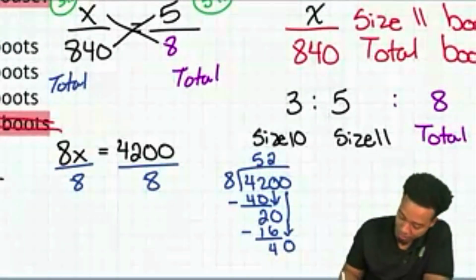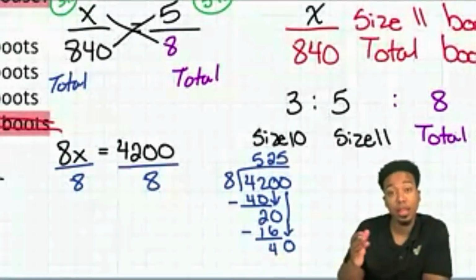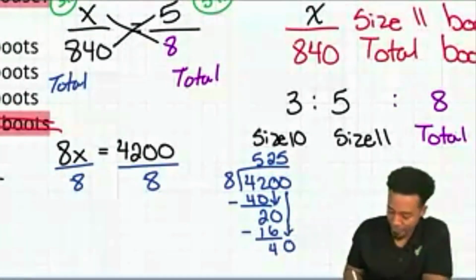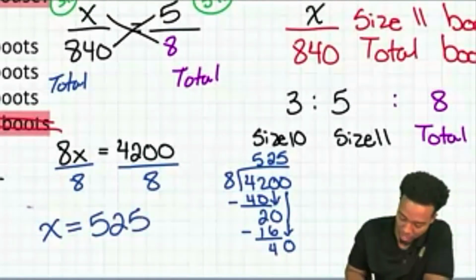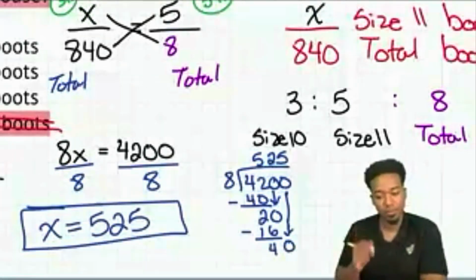That'll be the 5. Booyah. And there we go. That's a clean 5. 525 is our answer. And there's the answer.